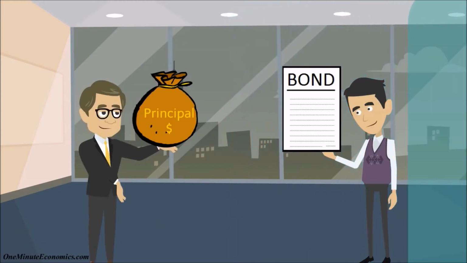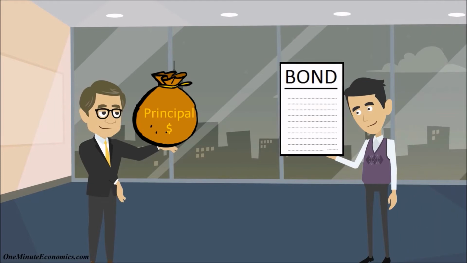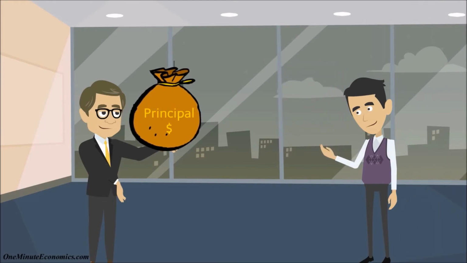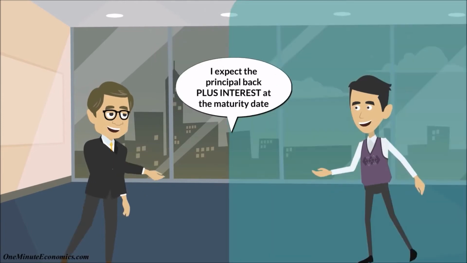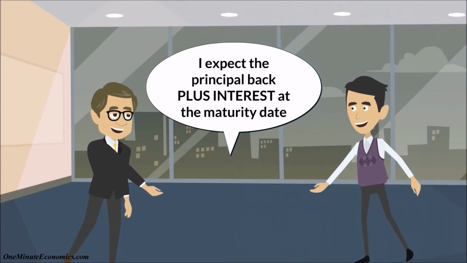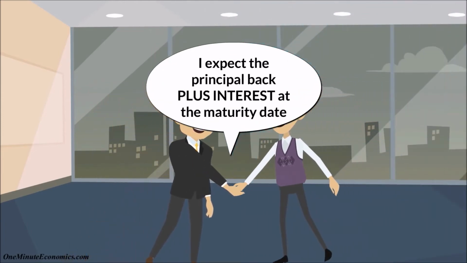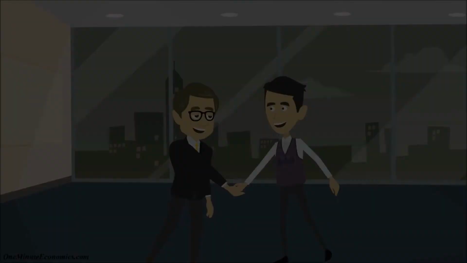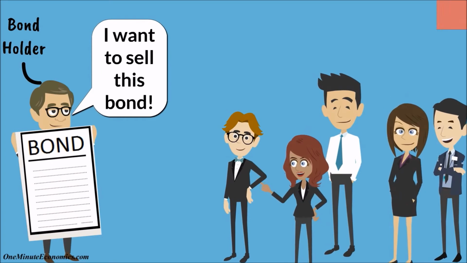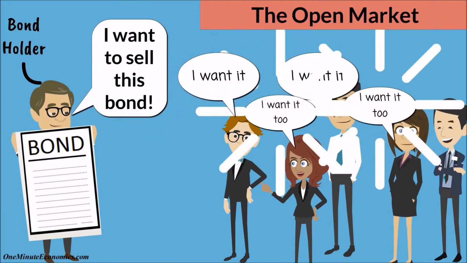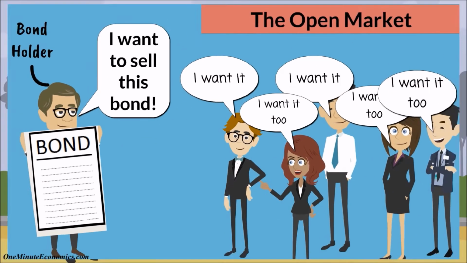Of course, the bond holder doesn't just want the principal back from the bond issuer. He also expects interest on top of that, also called the coupon. And finally, it is clearly stated when the deal between the two parties ends, or in other words, what the so-called maturity date is. However, unlike loans that you make to friends, for example, bonds are financial instruments that can be bought and sold on the open market.